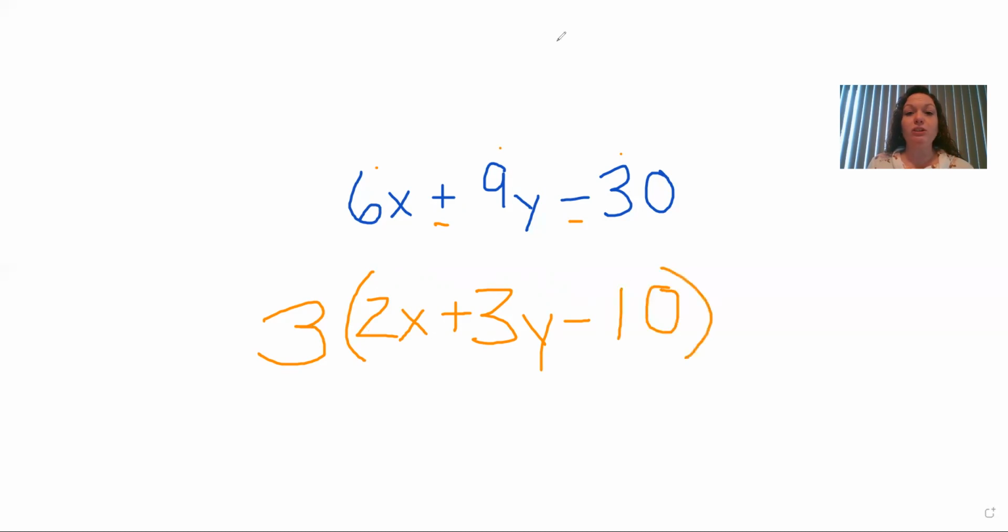Okay, I always tell my students that if you need to check this, you just work through it again as if you were distributing. So if I would work through this again as if I was distributing, I'd say 3 times 2 equals 6, 3 times 3 equals 9, 3 times 10 equals 30, and that's how I check my work. All right, let's try another one of those.